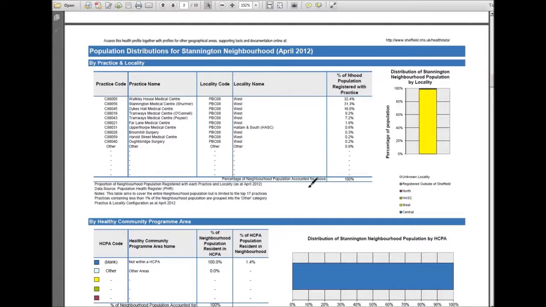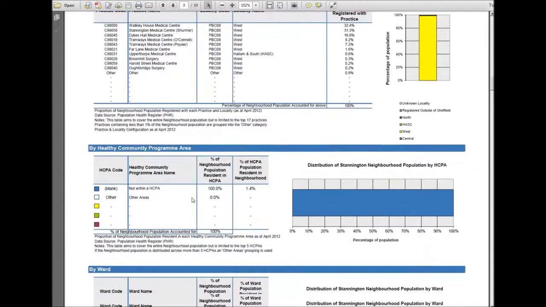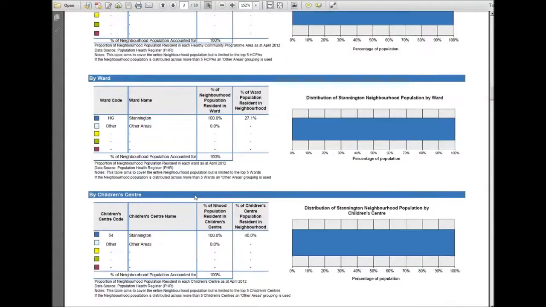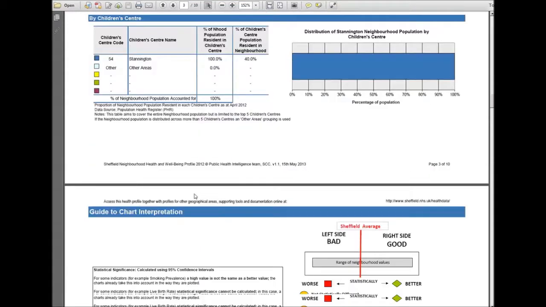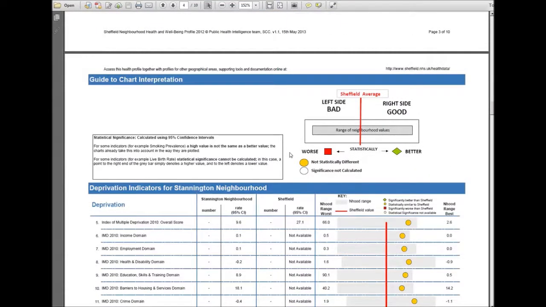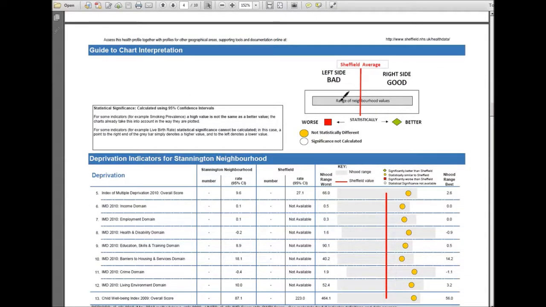If we scroll down a little bit further, we can look at some health indicators, and to start with, we've got some general indicators. Now remember here, things on the left side of the Sheffield average mean that they're worse than the Sheffield average. On the right side mean that they're better than the Sheffield average. So that red line is the Sheffield average.